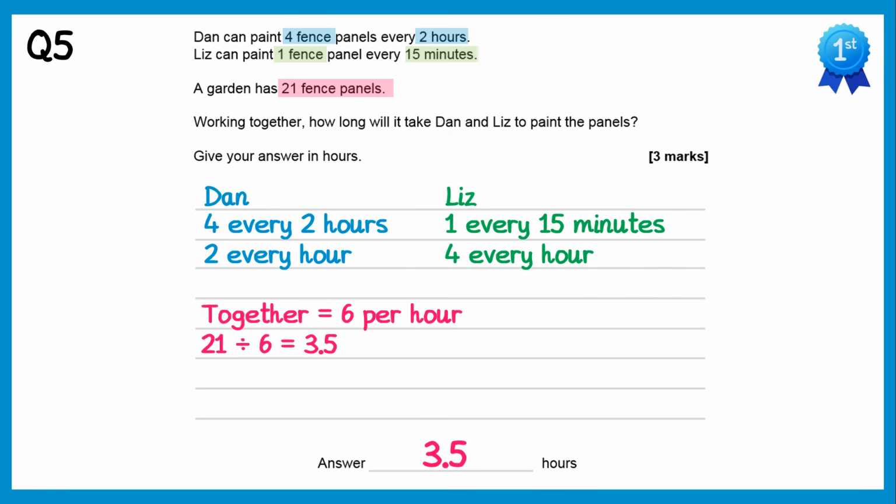Some people might prefer to write this down in a different way. If we say 1 hour they would paint 6 panels, then 2 hours it would be another 6 panels, so 12. 3 hours will be another 6 panels, so 18. And then you only need 3 more panels, and that must be done in half an hour since they do 6 an hour, so you get 3.5 hours.